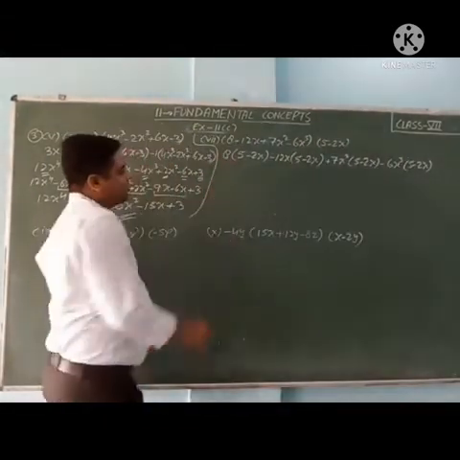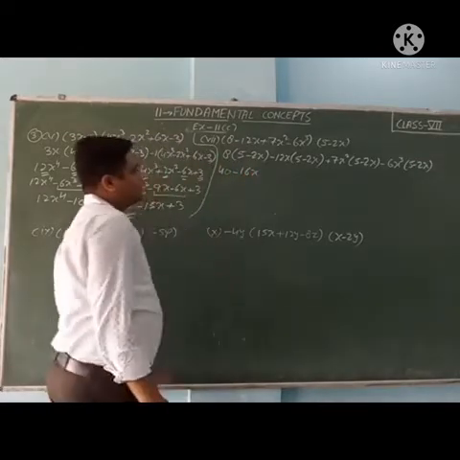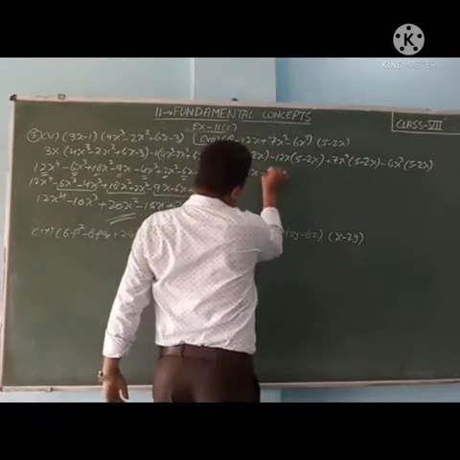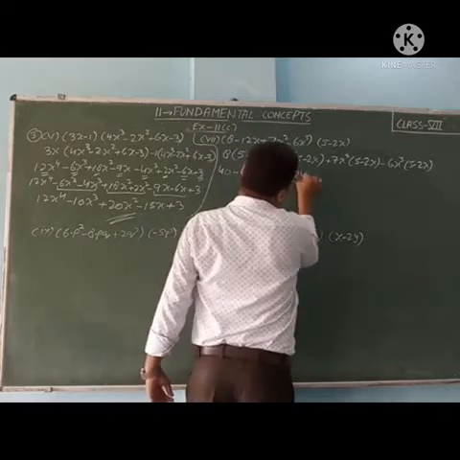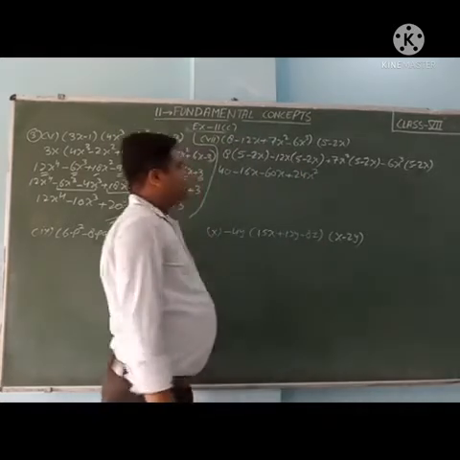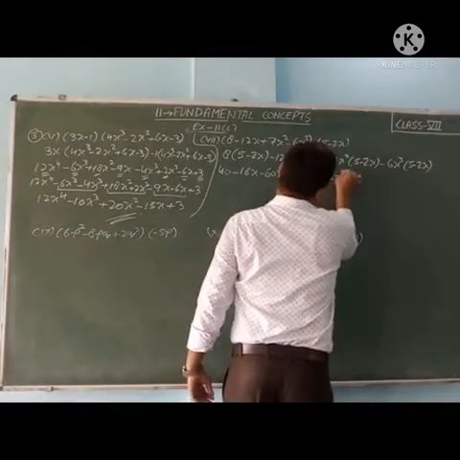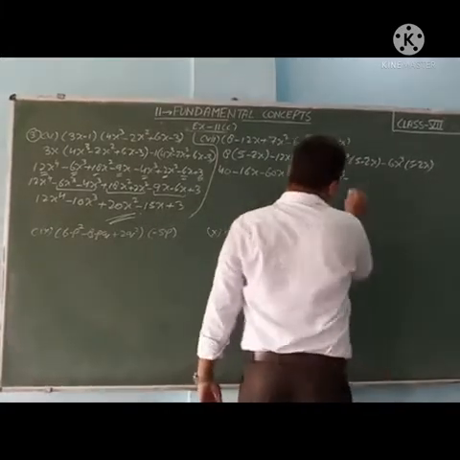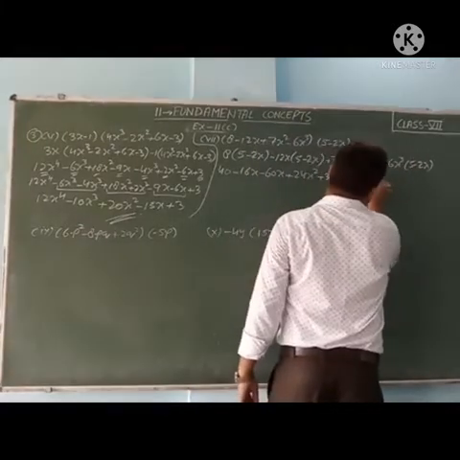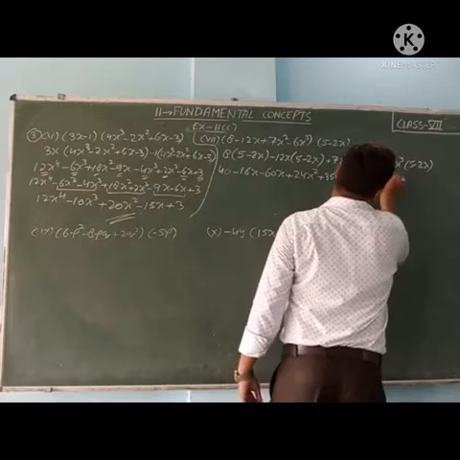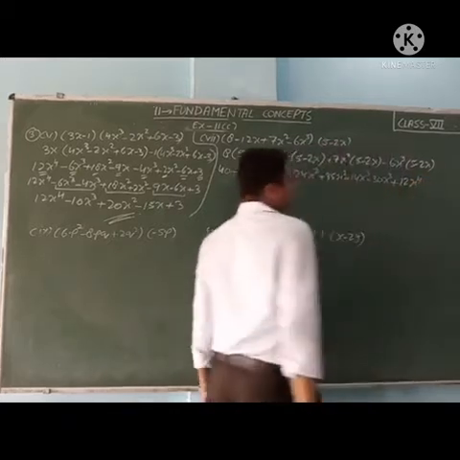Now 8 5s are 40. Plus minus minus 8 twos are 16x. Minus plus minus 12 5s are 60x. Minus minus plus 12 twos are 24, x into x is x square. Then 7 5s are 35, x square. Plus minus minus 7 twos are 14, x cube. Then minus plus minus 6 5s are 30, x cube. Minus minus plus 6 twos are 12, x raised to the power 4.